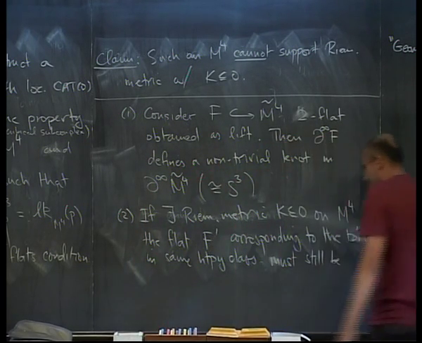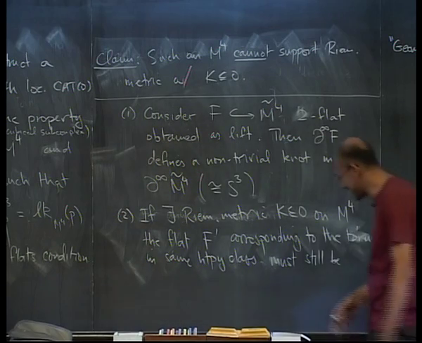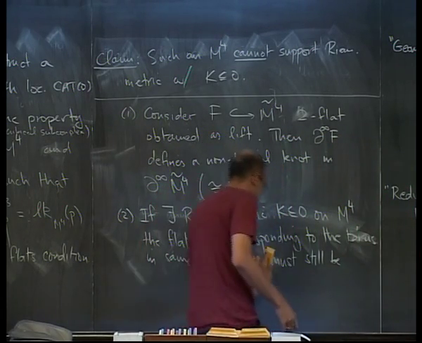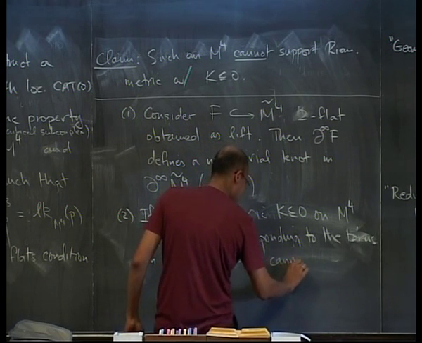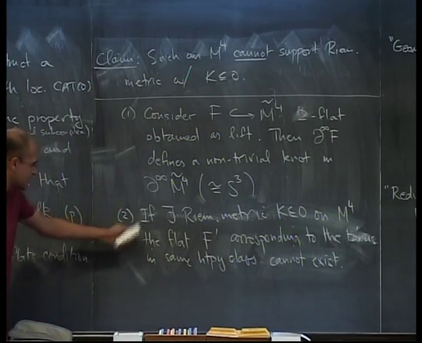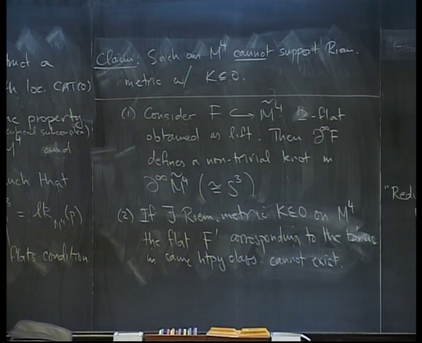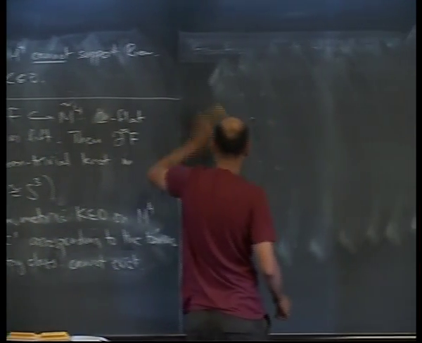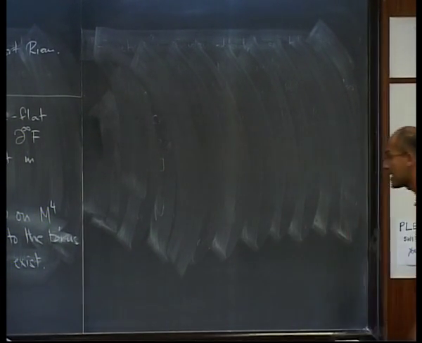So at this point, you've got a contradiction. From the boundary at infinity, it must be knotted, but from the Riemannian metric, it must be unknotted. So it cannot exist. So let me put it this way. Maybe let me just do the second step first, and then I'll focus on the first step, and then I'll talk about the construction.